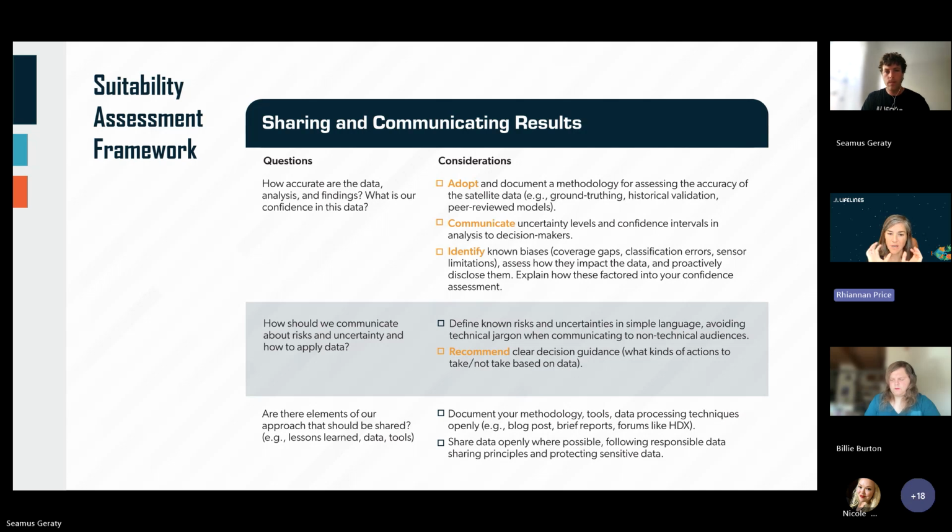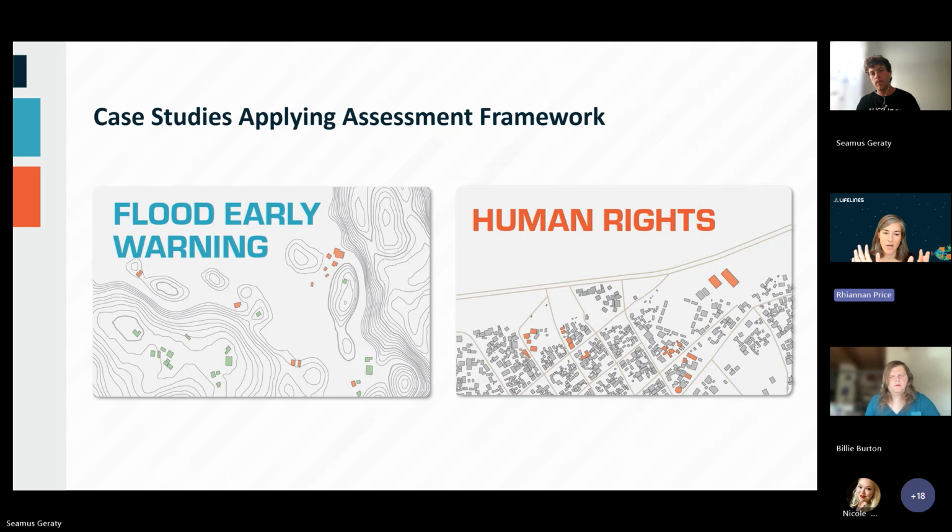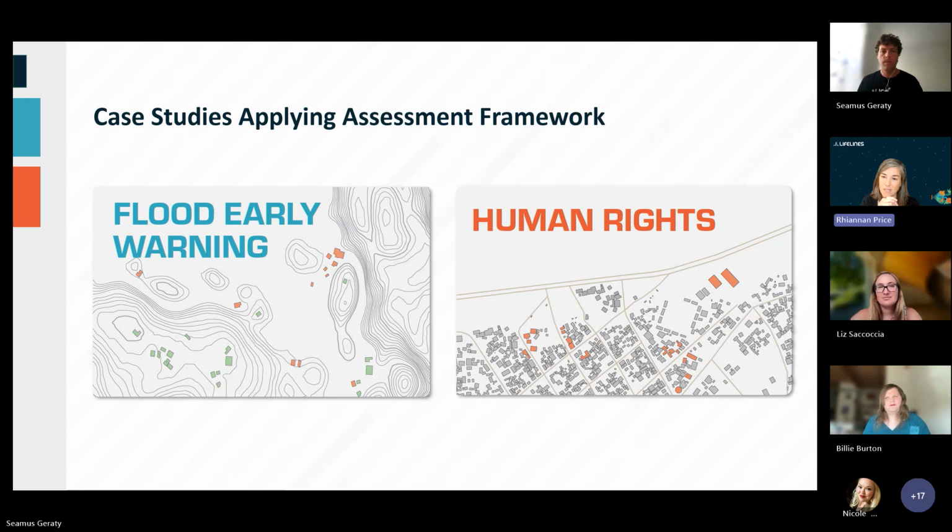So that is a very quick nutshell of the framework and some of the questions. I'm going to hand it over to Liz, since she's going to introduce our case studies and the two that we've at least started to pressure test.